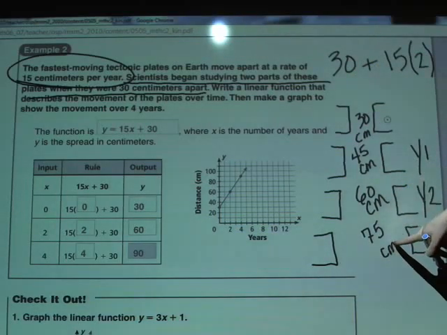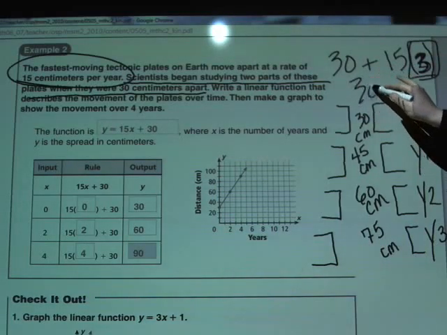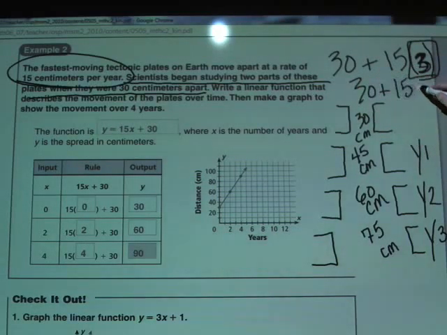Let's say I was at year 3. What would this be? Well, it would be 15 times 3. 15 times 3 is 45, plus 30 is 75. Now, the difference here is they're just asking me to write a general equation. So instead of 1 year or 2 years or 3 years, we're not going to know how many years. So instead of 1 or 2 or 3, this here is going to be x. So that's 30 plus 15 times x.